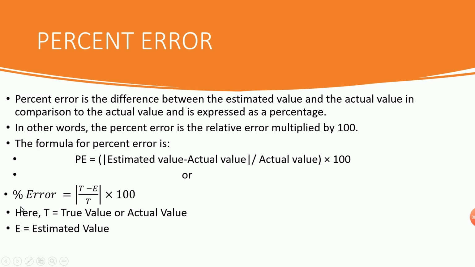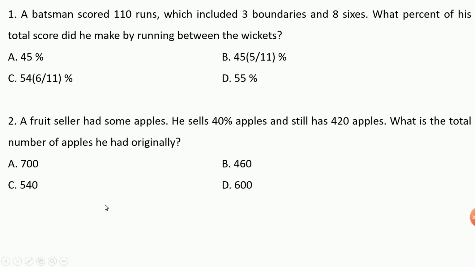Here t is the true value or actual value, and e is the estimated value. Please understand the formula. In the first formula, the estimated value is given first and the actual value second, but here it is inverted. Still both are the same, because the modulus symbol is given. If there is no modulus symbol, then the formula should be considered an error. But here, since the modulus is coming, both are one and the same.